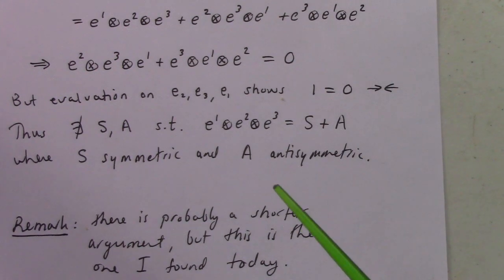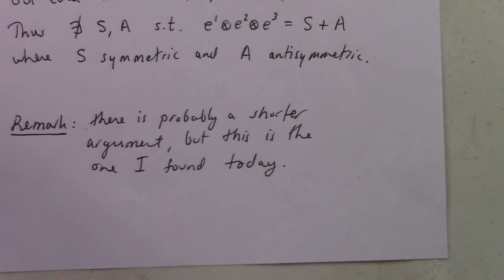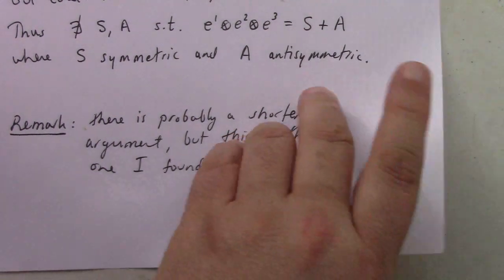Therefore, there does not exist a symmetric and an antisymmetric tensor such that the sum of that symmetric and antisymmetric tensor gives you E1 tensor E2 tensor E3. As I said, there's probably a shorter argument, but this is the one I found today. That's actually not true, I found it yesterday. But anyway, like I said, I'm not letting perfect be the enemy of good.